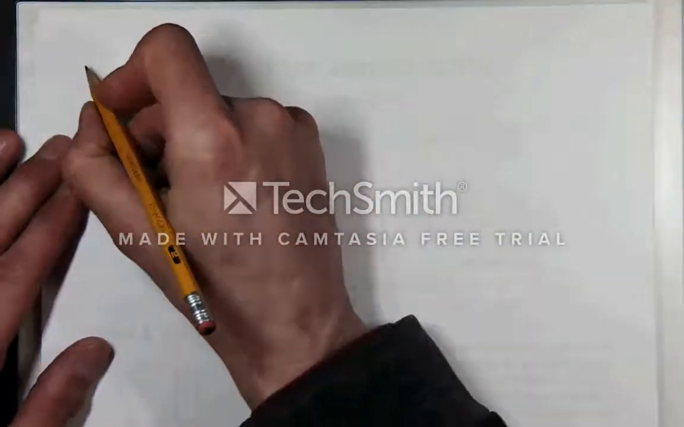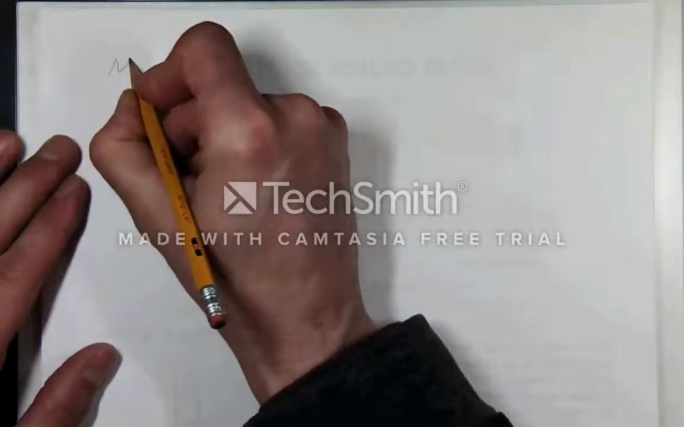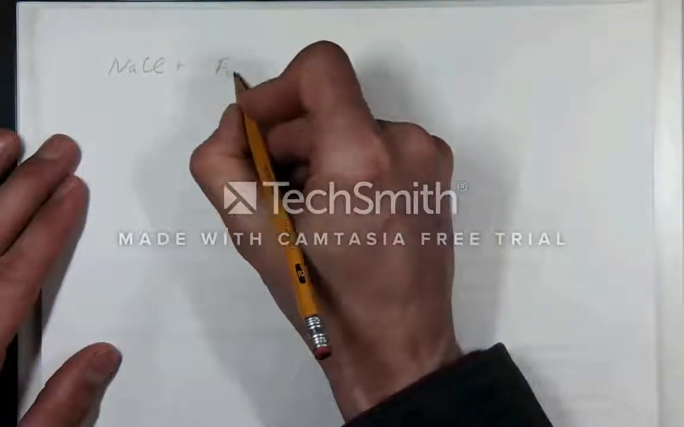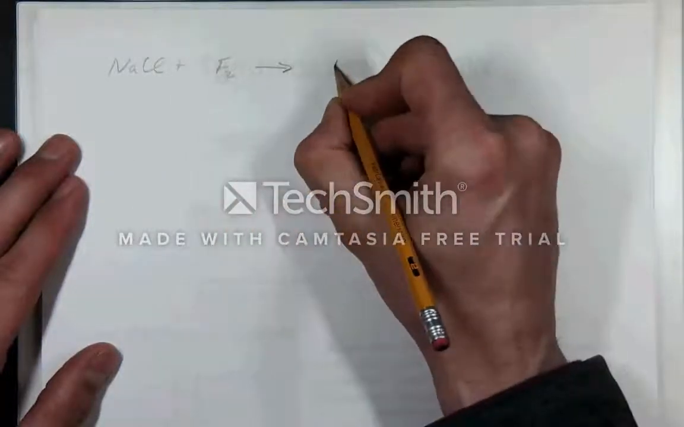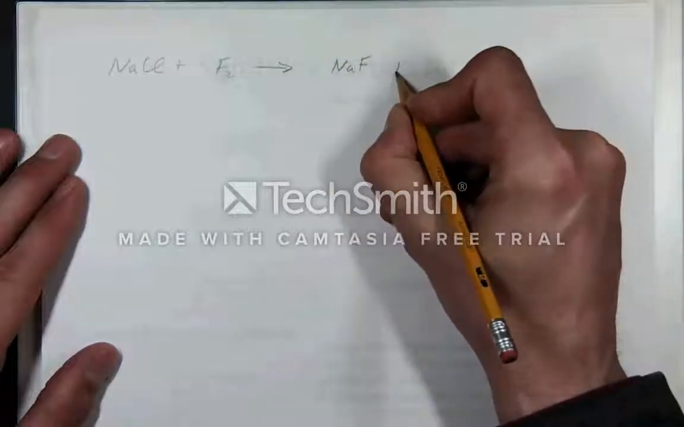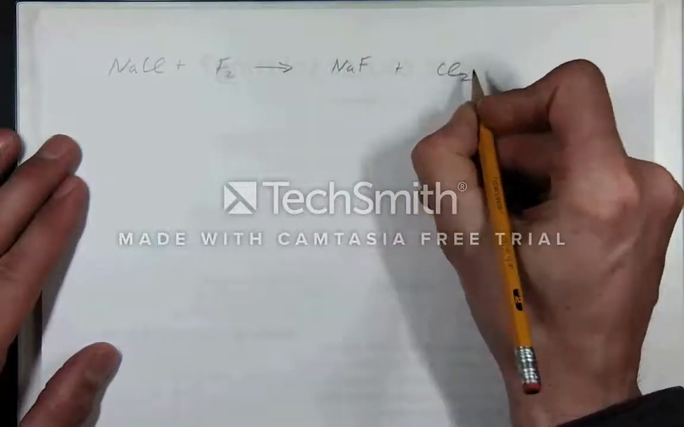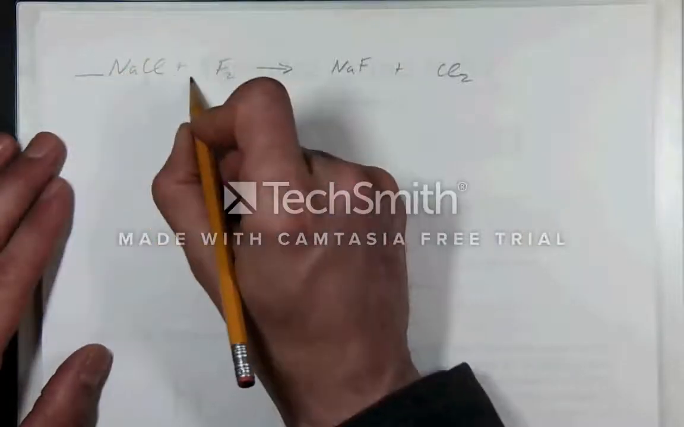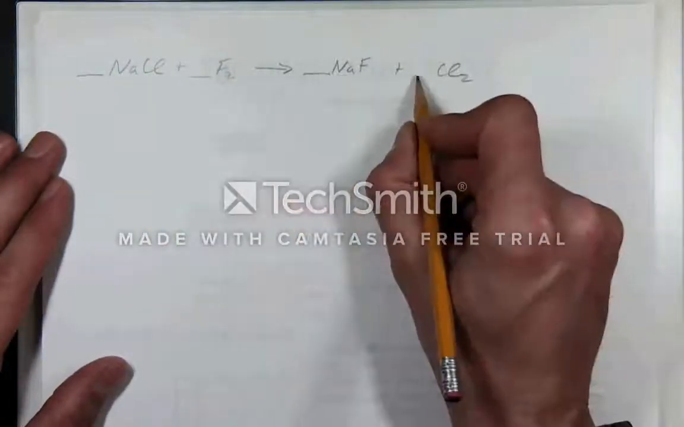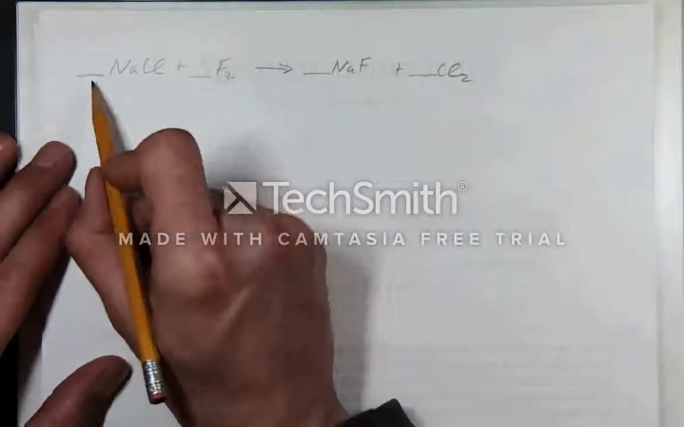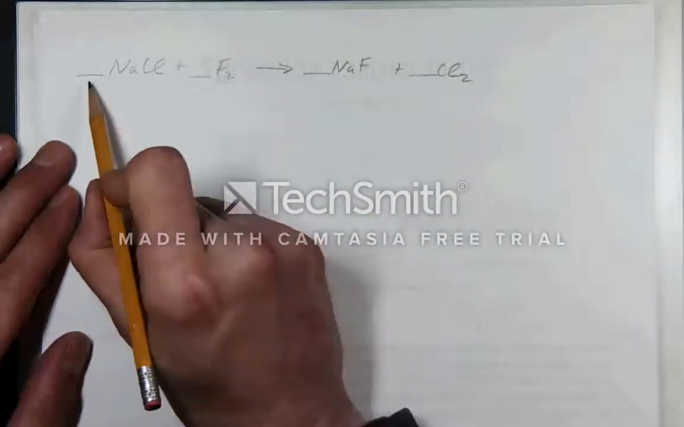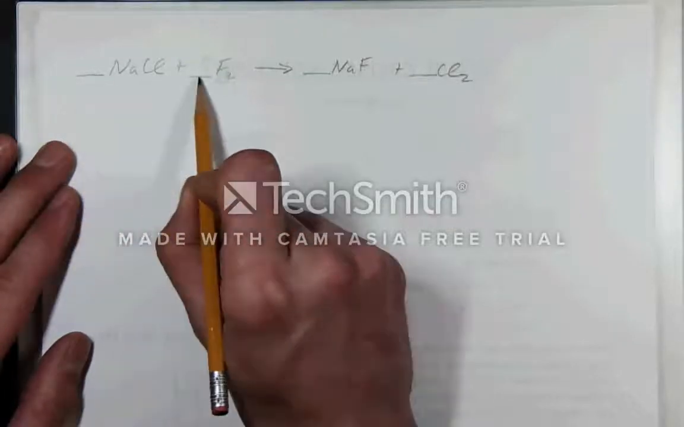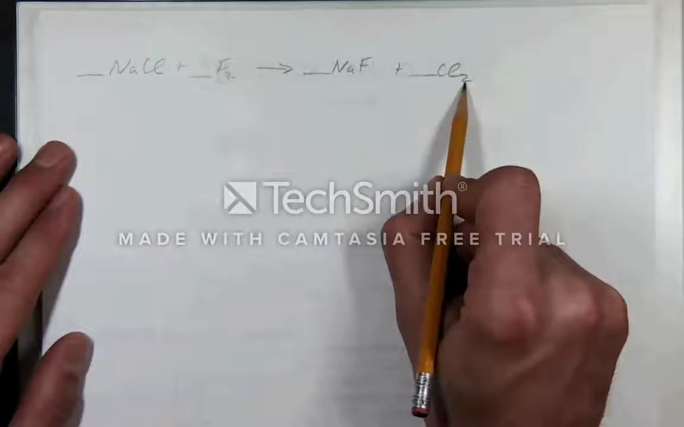Alright, so let's balance this equation. Sodium chloride plus fluorine gas gives us sodium fluoride and chlorine. Alright, so that's what's given. I like to put a line in front of each substance here in both reactants and products, because remember, when we balance chemical reactions, we only change the coefficients, right? We don't change the subscripts.